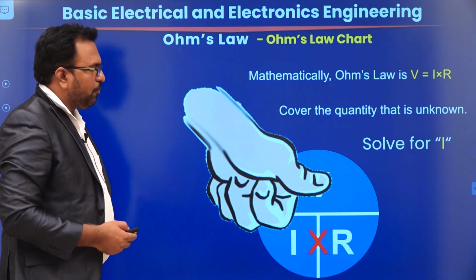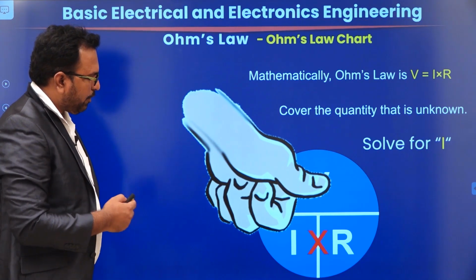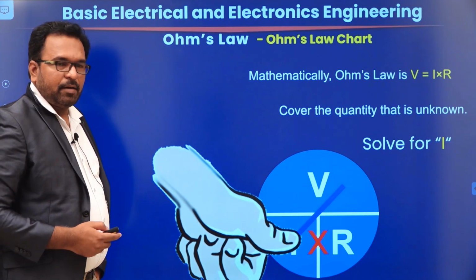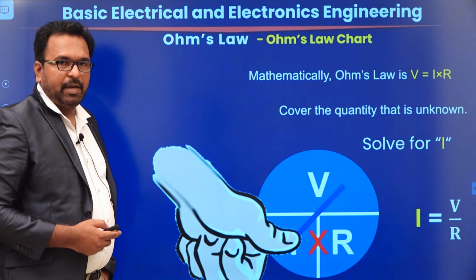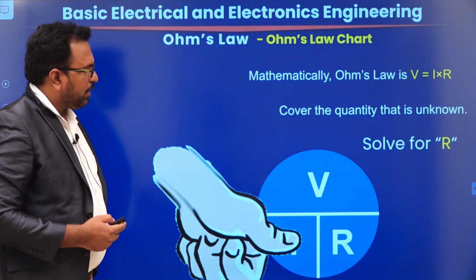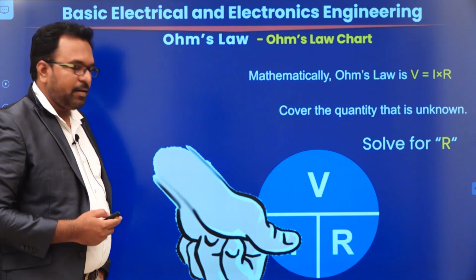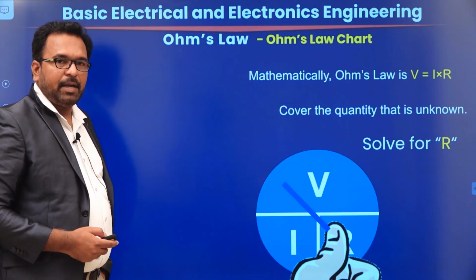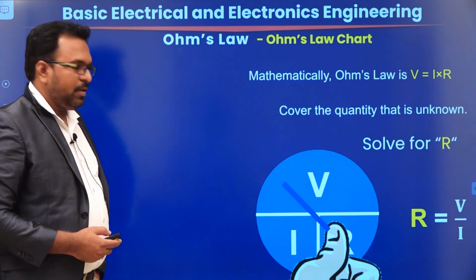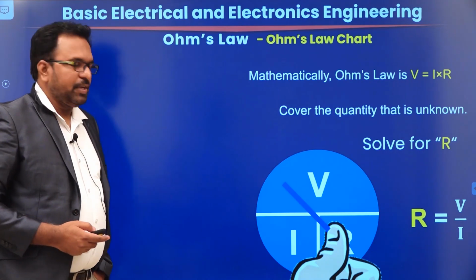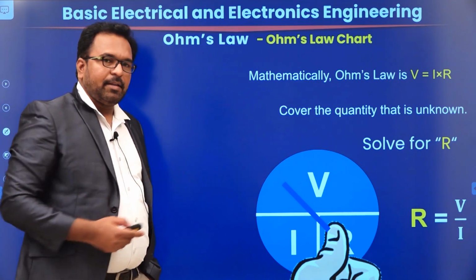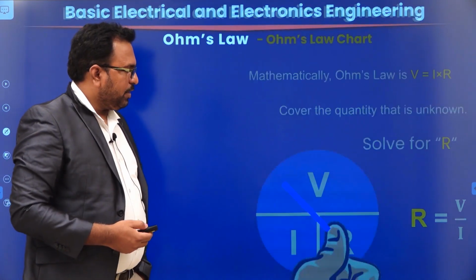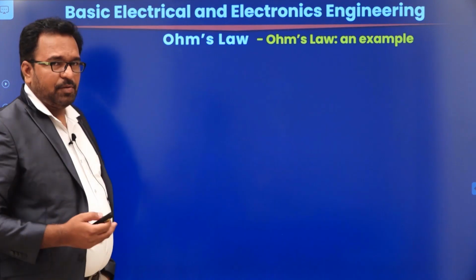Now if you want to solve for I, then you have to cover that value of I. Now how will you calculate? V divided by R. So I is equal to V by R. Now if you want to calculate R, just cover that quantity R. Now the resultant will be V by I. So R is equal to V by I. So this is called as Ohm's law chart. By using this chart, we can simply calculate the respective unknown quantity if you know the other two quantities. That's about Ohm's law.